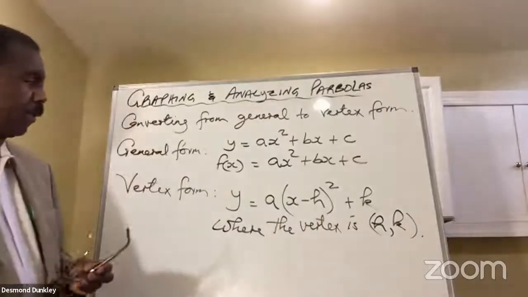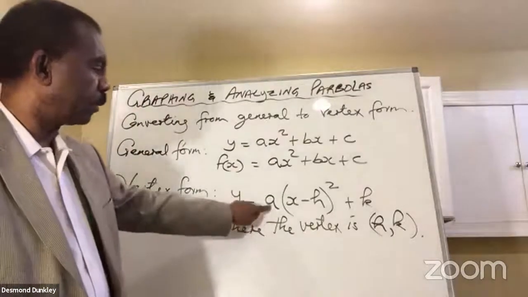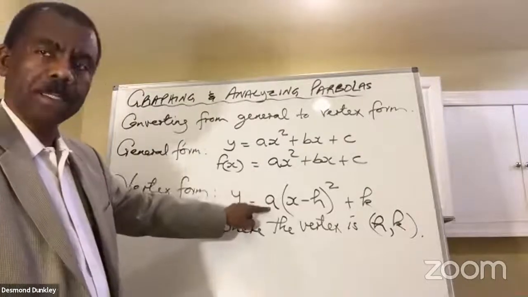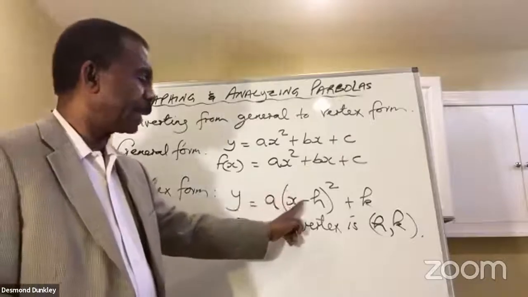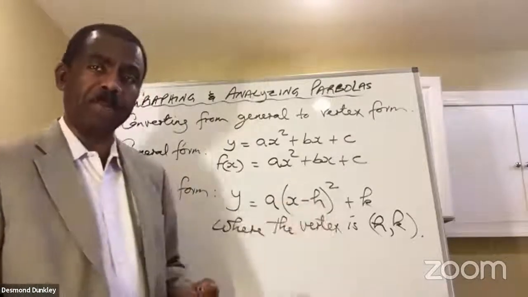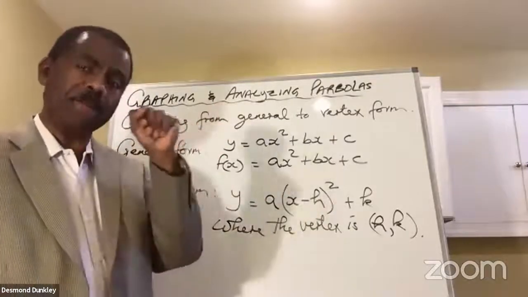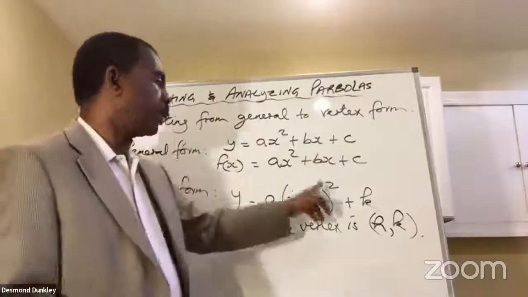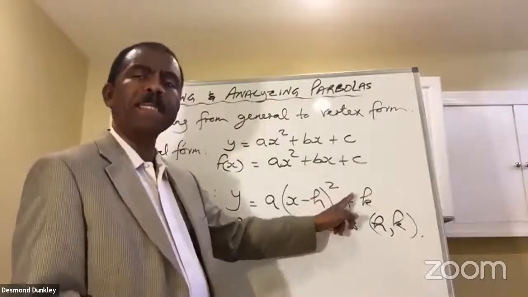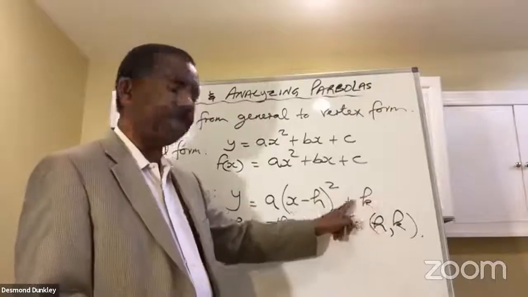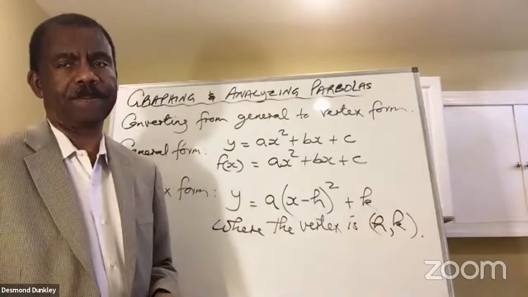Okay? So the vertex form says y is equal to your lead coefficient, which is here outside the parentheses, and it's always x minus the h value, which is your x value at the vertex. H is the x value at the vertex. Okay? Squared, that's how you get the quadratic, squared plus k. So it's always plus k, where k is the y value at the vertex.